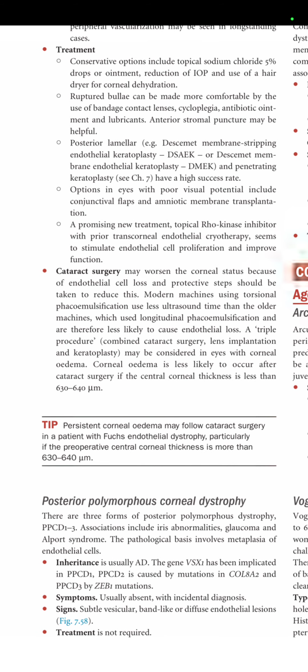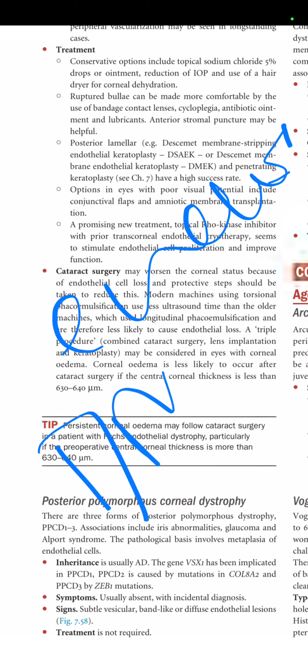Posterior lamellar Descemet membrane stripping, endothelial keratoplasty or DMEK, Descemet membrane endothelial keratoplasty, and penetrating keratoplasty have a high success rate. So one thing, basically it is an endothelium and Descemet membrane disease. So you can always go for DMEK and DSAEK in this case, and they have better results than a full PKP.